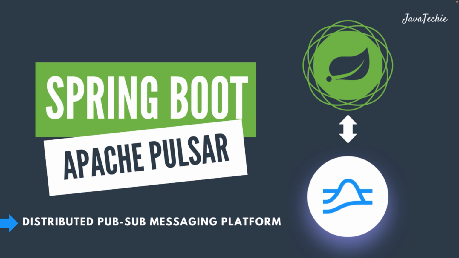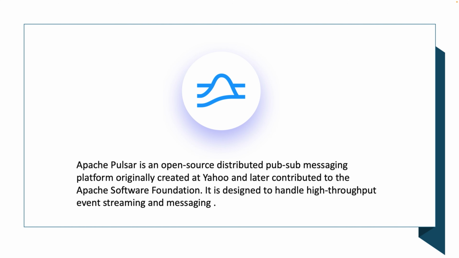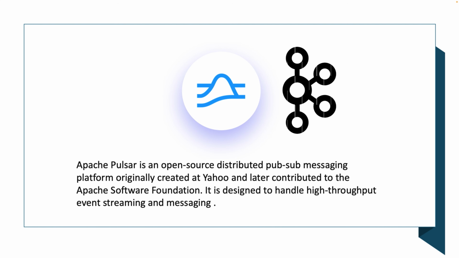So let's start with what is Apache Pulsar. Apache Pulsar is an open source distributed PubSub messaging platform. It was originally created at Yahoo and later contributed to the Apache Software Foundation. It is mainly designed to handle high throughput, event streaming and messaging activity. So if you think carefully, this is similar to our Kafka, right?